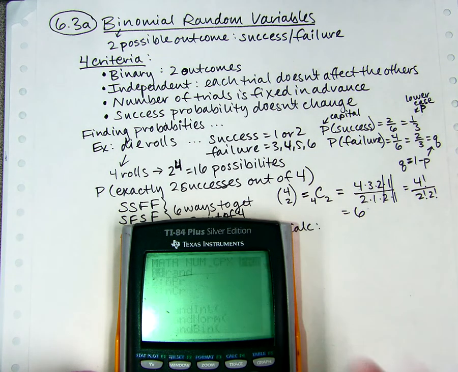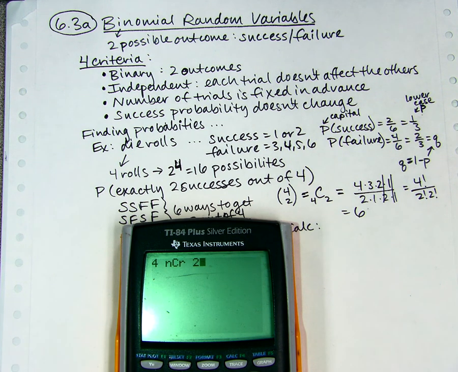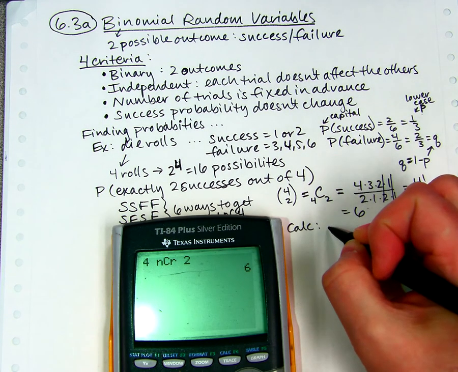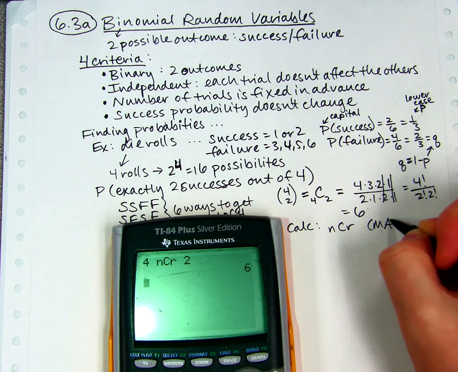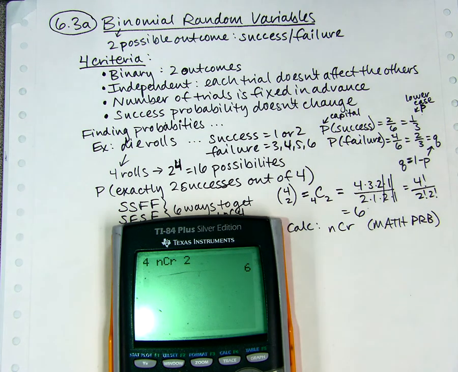first. So I'm going to go back and type 4 and then go to math probability. nCr is what they call it, and then the 2. So that's what it looks like on the calculator. Cool, it came out to be 6. So calculator, it's a thing that looks like nCr. It's in the math probability menu.